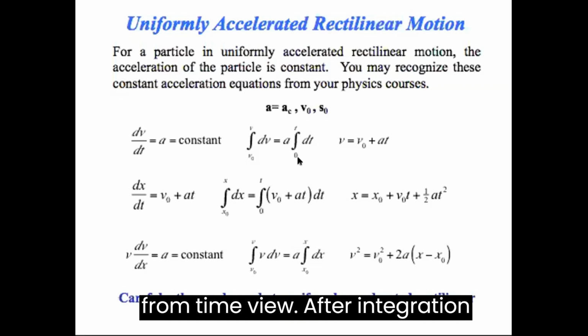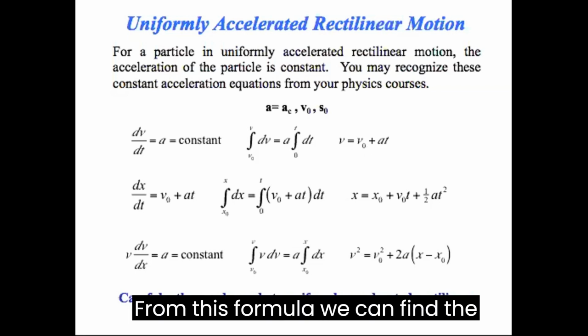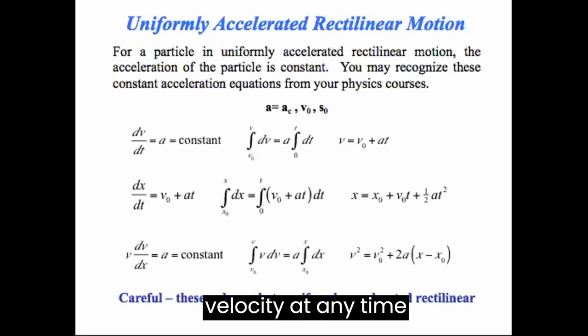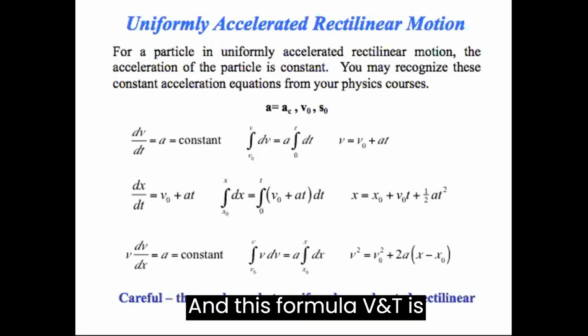After integration, we get v minus v0 equals a times t. Then we can rewrite it as v equals v0 plus at. From this formula, we can find the velocity at any time when a is constant. In this formula, v and t are variables and a and v0 are constants.